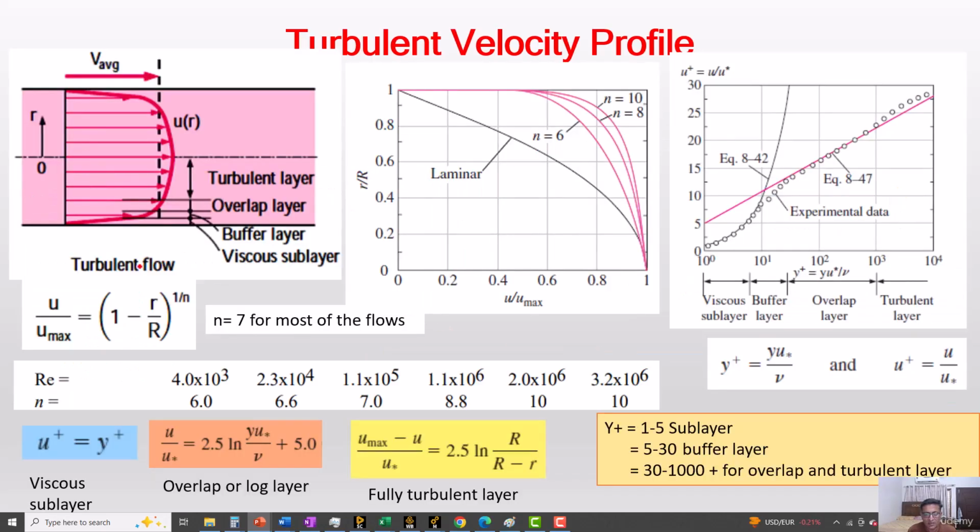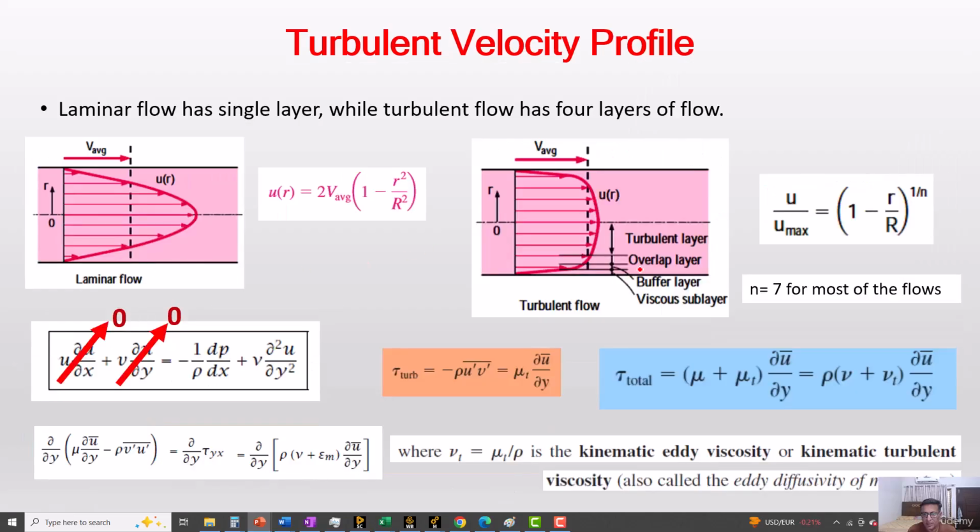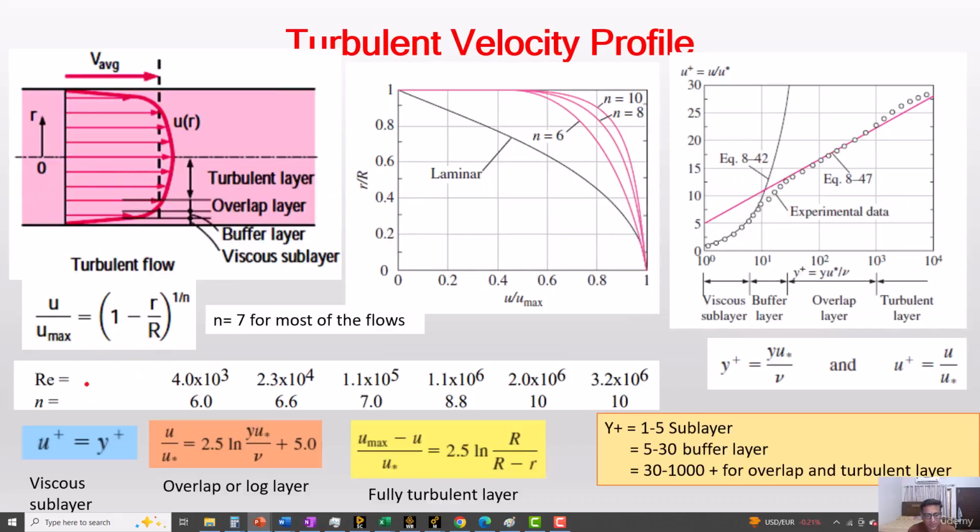Okay, now as far as these regions are concerned, like the overlap region, buffer layer, and turbulent layer, the equations for the viscous sublayer are these ones.